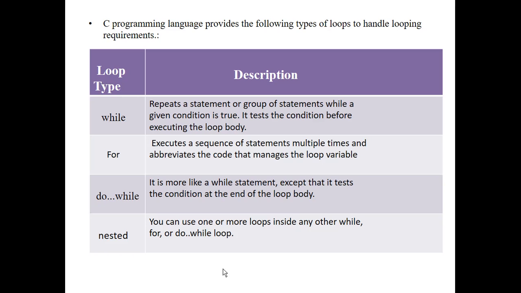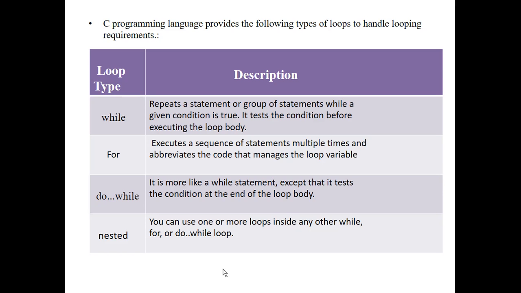Next is the do while loop. It is more like a while statement, but in the while statement the compiler first checks the condition, and if the condition is true, then it executes a block of statements. Whereas in the do while control structure, it executes the statements first and checks the condition at the end. This is the importance of the do while loop, and it is one type of control structure in C.